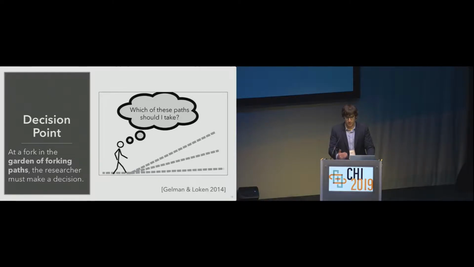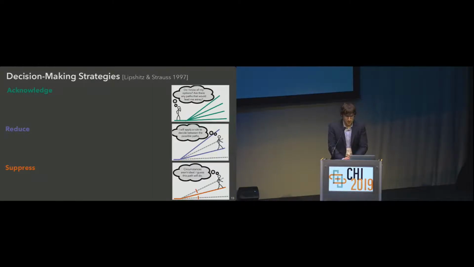To borrow a metaphor coined by the statistician Andrew Gelman, we can think of the research process as a garden of forking paths, where each decision is like a fork in the road. So, how do researchers choose which path to take? Thankfully, we can borrow from a review of a large body of literature on judgment and decision-making conducted by Lipschitz and Strauss. They identify 3 broad strategies that people use when making decisions under uncertainty: acknowledge, reduce, and suppress.